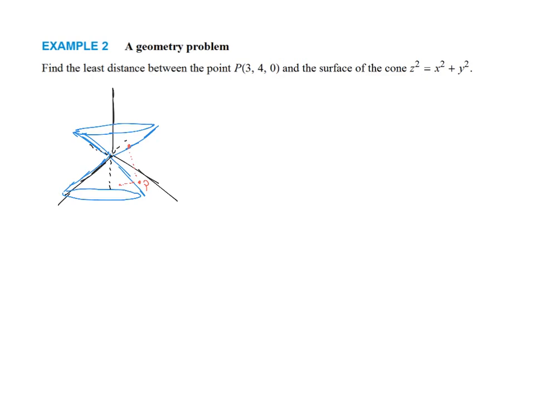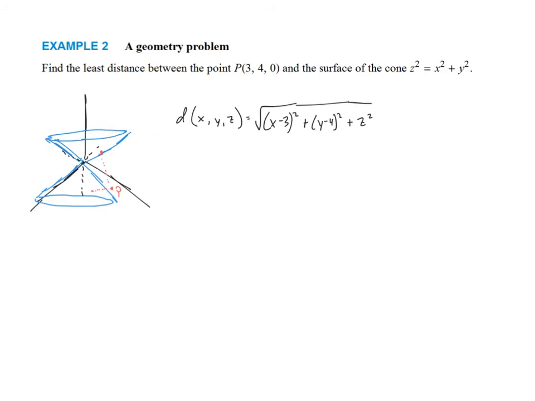And so what we're going to do is we're first going to write down the distance formula, and this distance formula is a function of x, y, and z, because we have x, y, and z coordinates, and it looks like this. It's the square root of (x minus 3) squared plus (y minus 4) squared plus (z minus 0) squared, so just z squared. That is our objective function, the function that we are trying to minimize, find the least distance. Then our subject to, the constraint in this case, is the cone z squared equals x squared plus y squared.